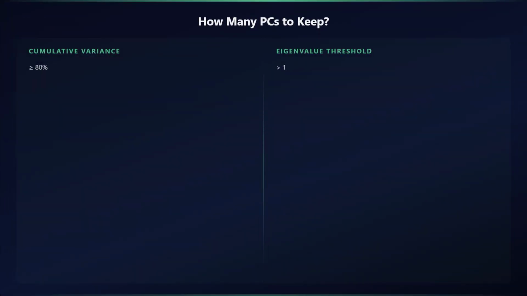Common choices are all components explaining 80% of cumulative variance, or all with eigenvalues above 1. Both are conventions. Neither is derived from biology. So it's still a choice. Everything in this pipeline is a choice.